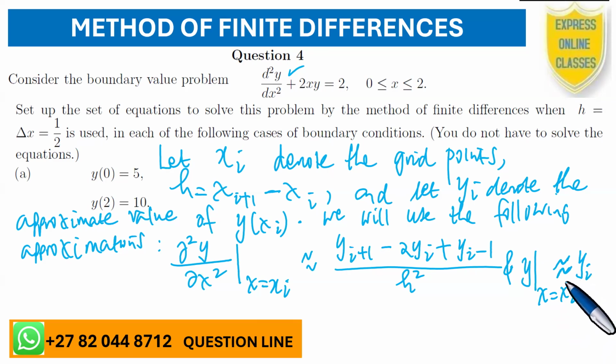What does it mean? It means that y at xi becomes approximately yi. So that is the notation. So y, whenever evaluated at xi, is approximately yi. Once again, it's an idea for us to actually determine approximations using this particular method. And let's proceed now and look at how we can use these equations to solve.